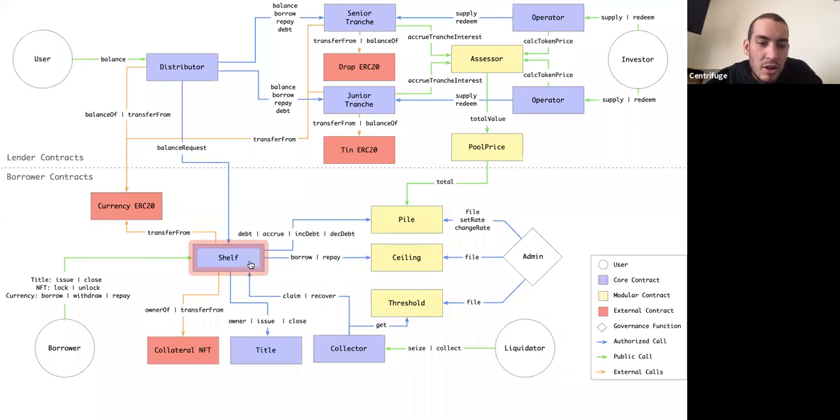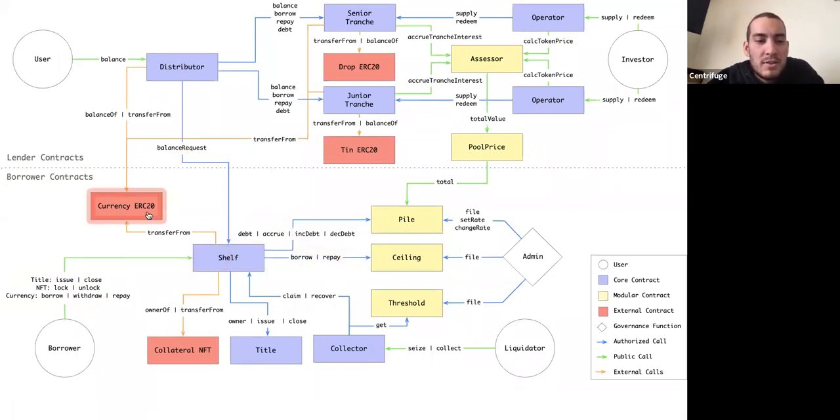Essentially, this shelf guarantees that when, as a borrower, I deposit my NFT, I can borrow up to a certain amount. I get paid an interest rate that is defined here, coming from this oracle or this administrative function. It also guarantees that the asset can only be liquidated and taken away from me, meaning seized by a liquidator, if the threshold is reached. And as long as I borrow, withdraw and repay fast enough, I can unlock my NFT and get the collateral back.